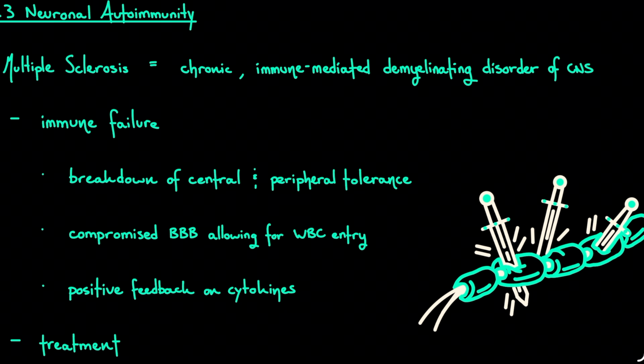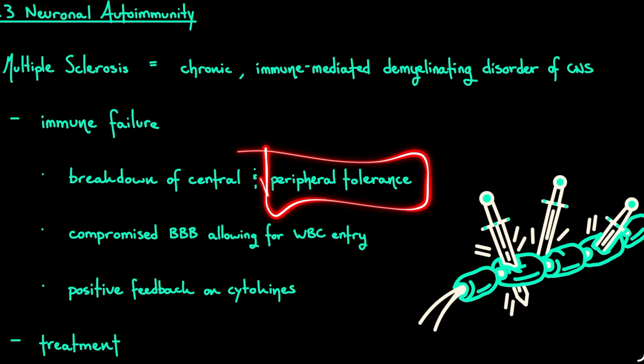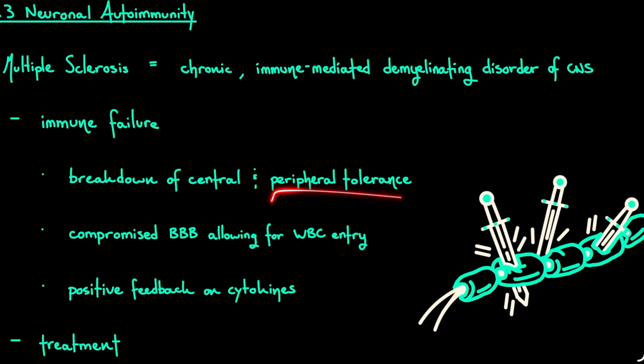Hopefully our peripheral tolerance can handle it. Our Treg cells should be able to note when something needs to be calmed down. When something is autoreactive, when something is hyperreactive, this usually nips it in the bud. In this case, this is lacking as well. So a breakdown of both arms of tolerance.